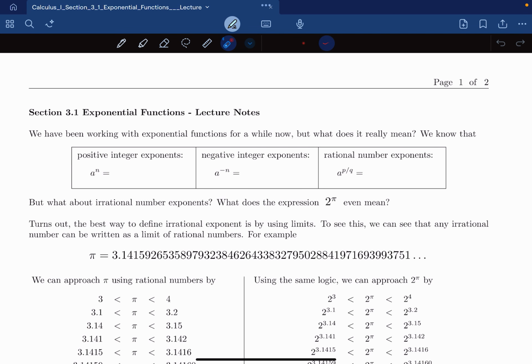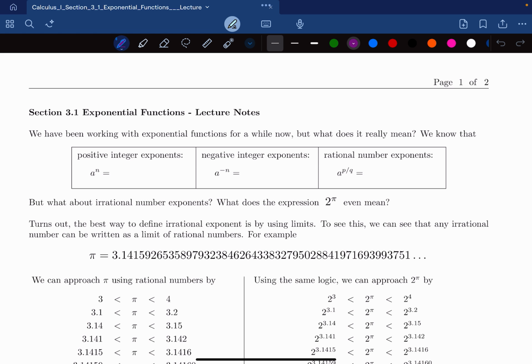Hello everybody. For this video, we're going to talk about section 3.1, which is on exponential functions. What's really interesting about this particular section is that it just serves as a definition for what an exponential function really is. We kind of have an idea what an exponential expression looks like, but at a very specific level.